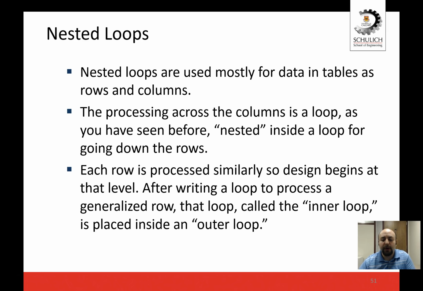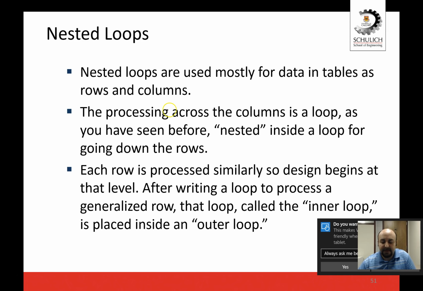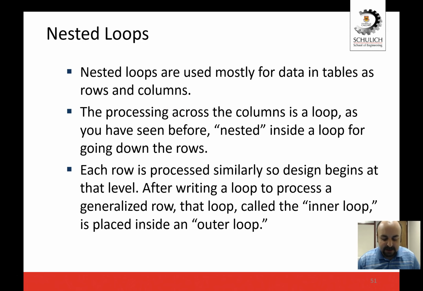The processing across columns is used by one loop, and basically the row is used by another. Each row is processed similarly to the design at the beginning. So you need to design it from the beginning. After writing a loop to process a generalized row, that loop, called the inner loop, is placed inside an outer loop. So you're going to have an inner loop and you're going to have an outer loop. And I'll show you what that is like.